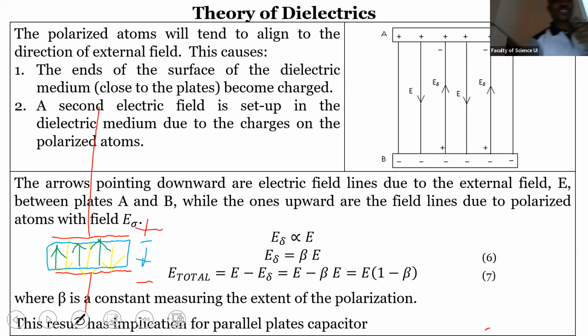So now let's go through the equations and see what we got. Polarized atoms will tend to align to the direction of the electric field. This causes the surface of the dielectric medium to become charged. The second field is set up in the dielectric medium due to charges on the polarized atoms. That's what we just said.